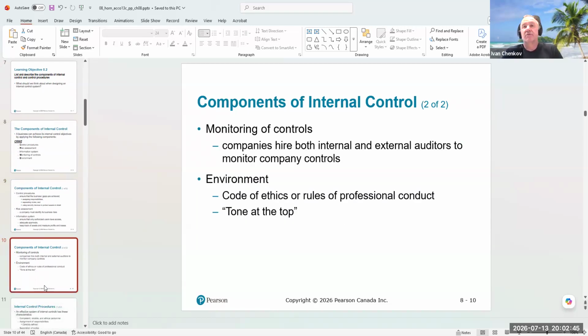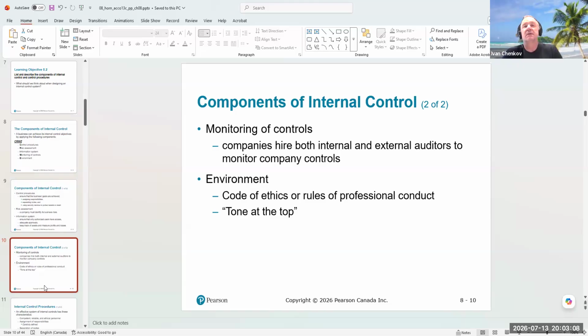We're going to monitor the control. Once we put those control procedures in place, we're going to start monitoring. We can hire internal, we can hire external auditors, we can put the cameras in place, we can do whatever we want in order to monitor and make sure that our control exists. Why? Because otherwise the company is not going to meet its objectives.